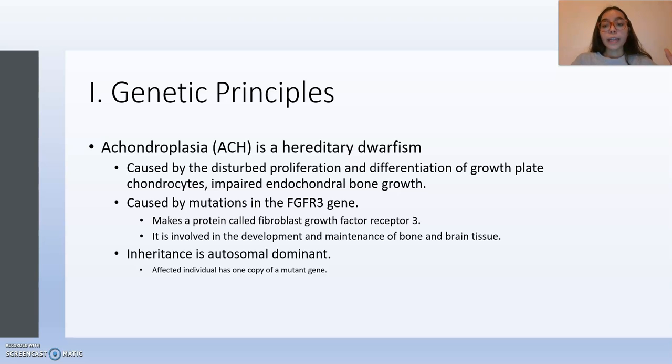ACH may also be caused by mutations in the FGFR3 gene, and that stands for fibroblast growth factor receptor 3. That gene is involved in the development and maintenance of bone and brain tissue. Most cases of ACH are not inherited, but when achondroplasia is inherited, it is in an autosomal dominant manner.